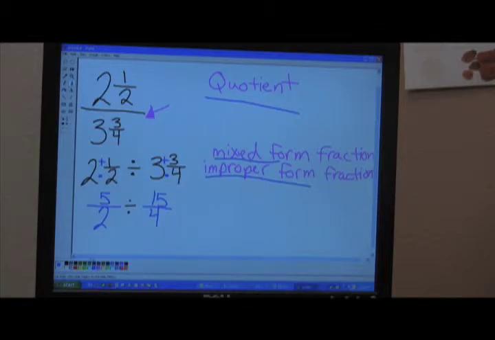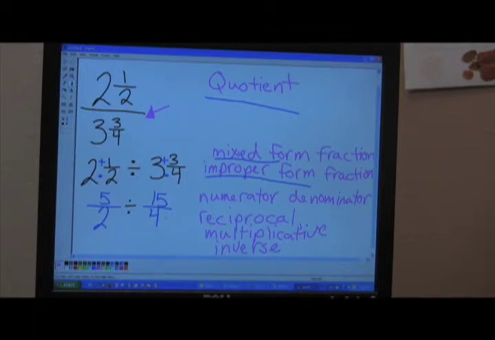So 2 more vocab words. We have numerator and denominator. And last but not least, we're going to now solve this by using a really cool vocab word, reciprocal. And along with that, we can call it the multiplicative inverse. It sounds like a foreign language, doesn't it?